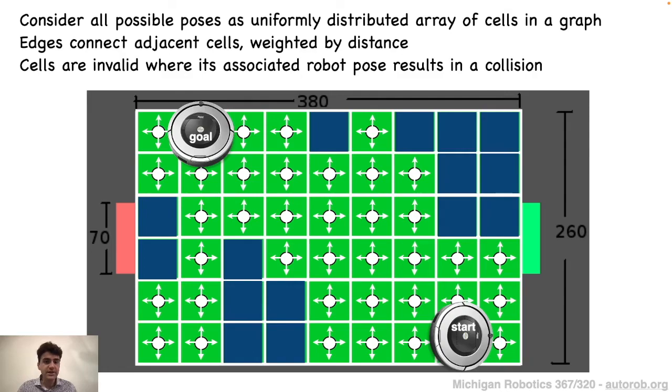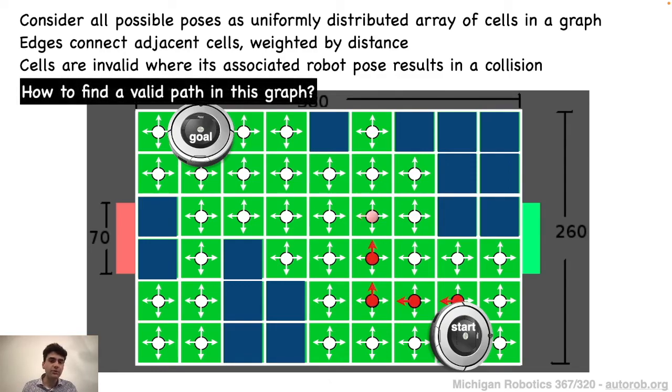So using this representation for state space and collisions, the question of path planning can be boiled down to: how can the robot find a sequence within this graph that will take it from its known start location, where it's been localized, to its desired goal location somewhere else within the soccer field.